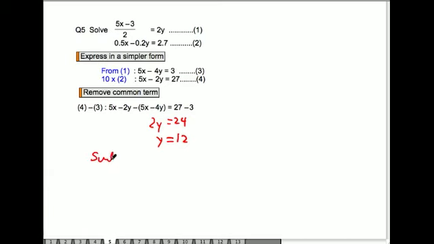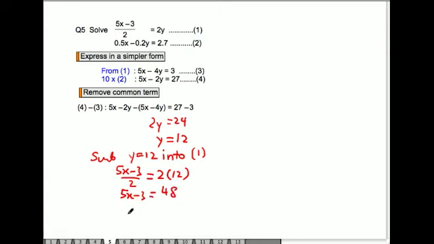We substitute y equals 12 into any of the equations. In this case, I chose 1. So 5x minus 3 over 2 is equal to 2 times 12, giving us 5x minus 3 equals 48, and 5x is 51, x is 10 and 1/5.